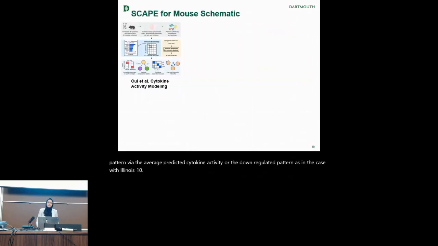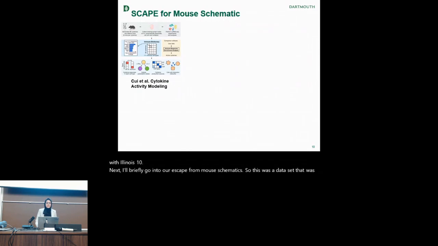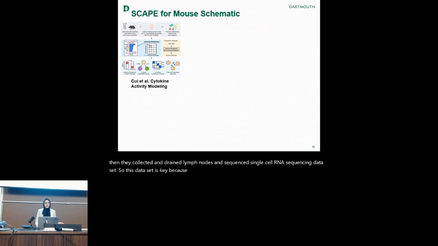Next, I'll briefly go into our SCAPE for mouse schematic. So this was a data set that was recently published in Nature by researchers from the Broad Institute who administered about 86 different cytokines in mouse with three mice per each cytokine replicate. And then they collected draining lymph nodes and sequenced single-cell RNA sequencing data. So this data set is key because now we have single-cell level transcriptomic signatures for cytokine-stimulated data, which we can then leverage for predictive modeling.